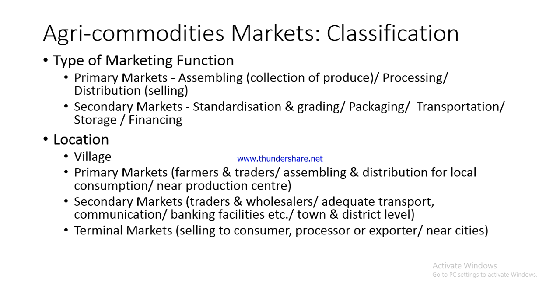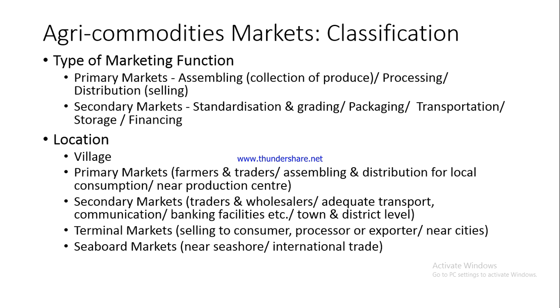agri-commodities. For example, those who are producing, let's say, apple juice from apple, or those who are producing jam, pickles, those who are producing edible oil from oil seeds. So these kind of processors are there, and generally the product may be sold to consumers or the processors or the exporters who would be purchasing the product for export to some other country. So that is why these markets are called terminal markets, and they are generally near the cities. So they are generally found near the cities.